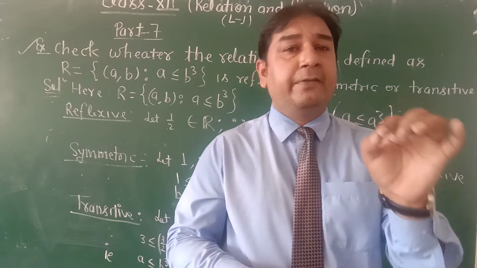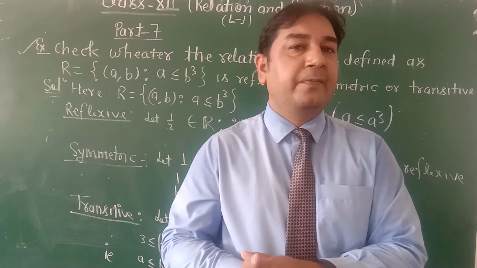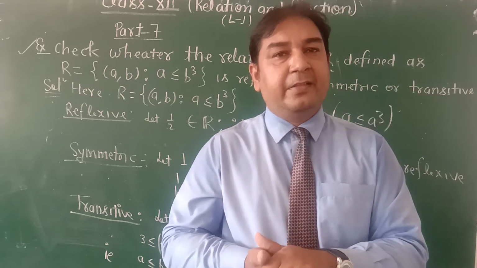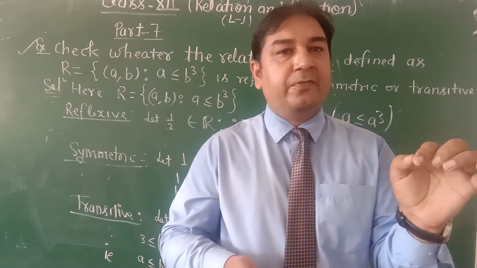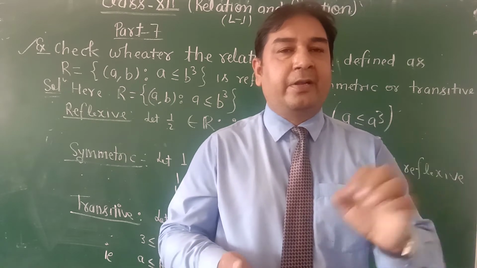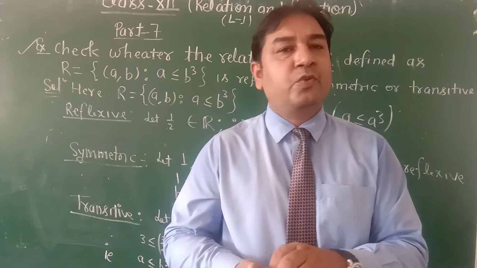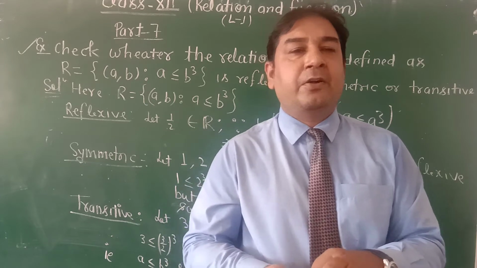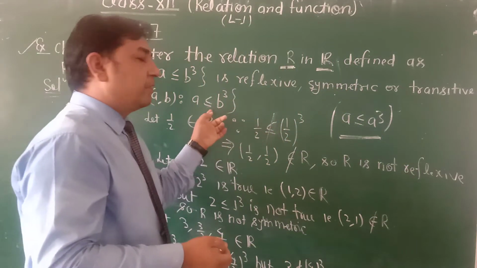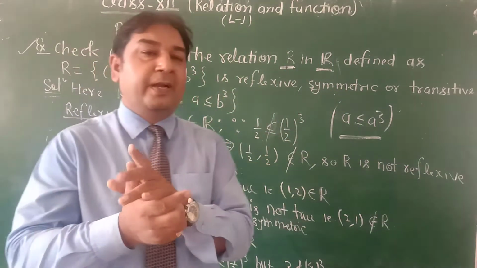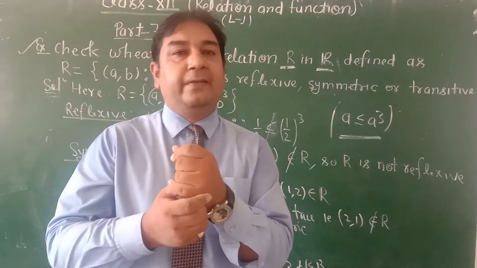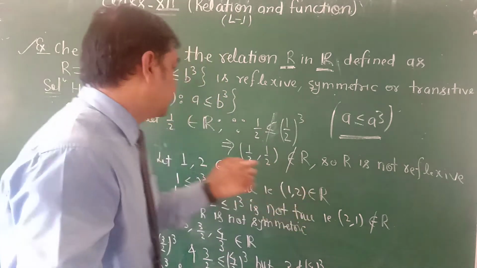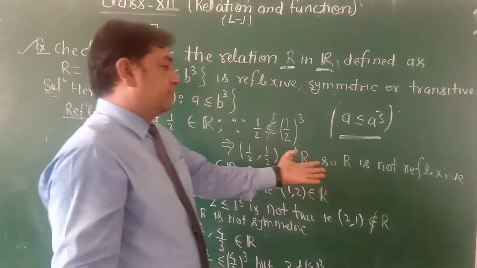Here, the given set is the set of real numbers. You check each and every element to see whether it satisfies the rule of reflexive relation or not. You find there are so many elements in the set of real numbers which do not satisfy this relation. So whenever all the elements do not satisfy the relation, we cannot say the relation is reflexive. So this relation is not reflexive.